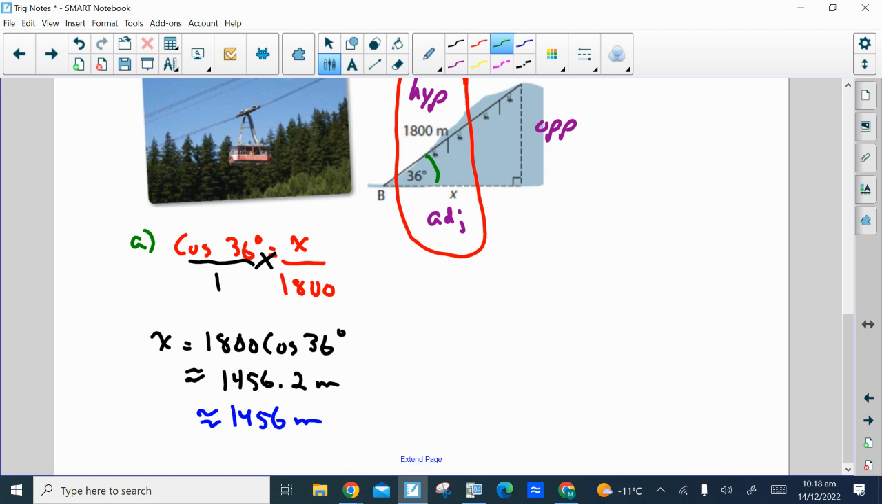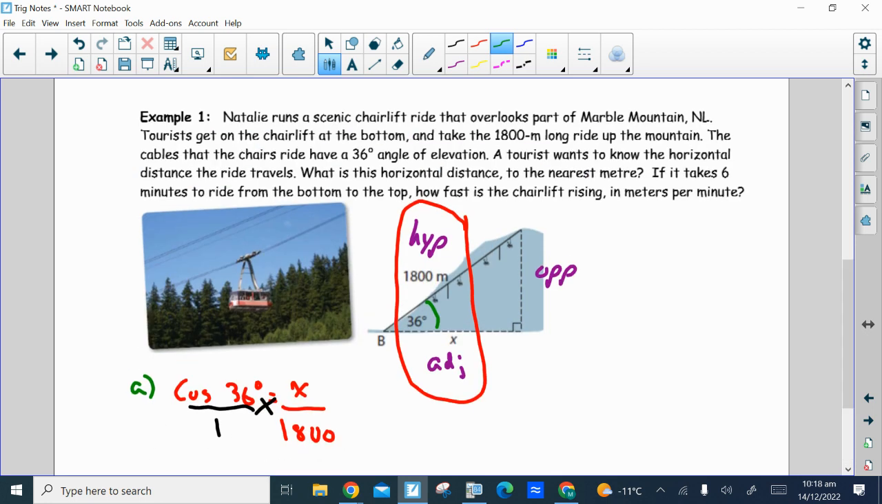Now, we also want to find how fast the chair is rising in meters per minute. So here's how we do that. We need to know what the length of the opposite side is to do that. So let's call that h for height. That's going to be the first step.